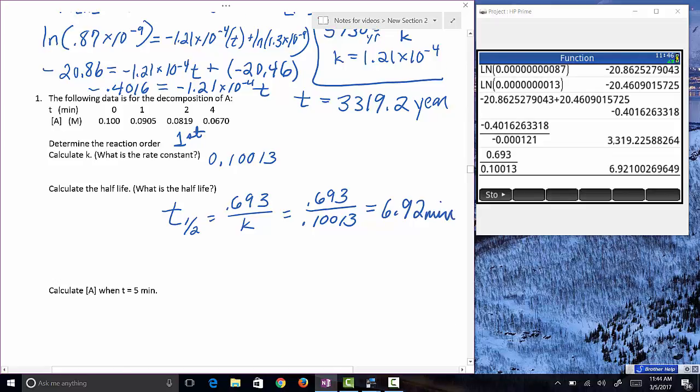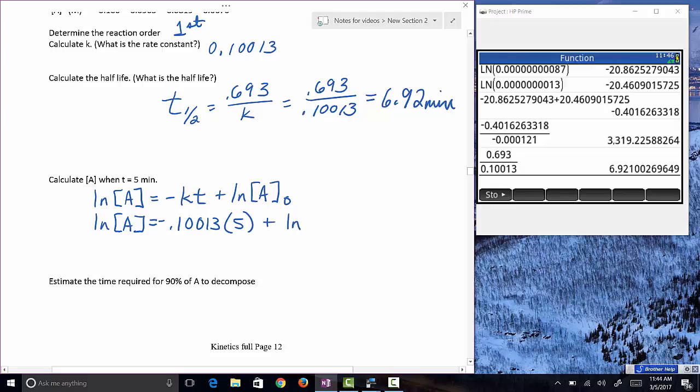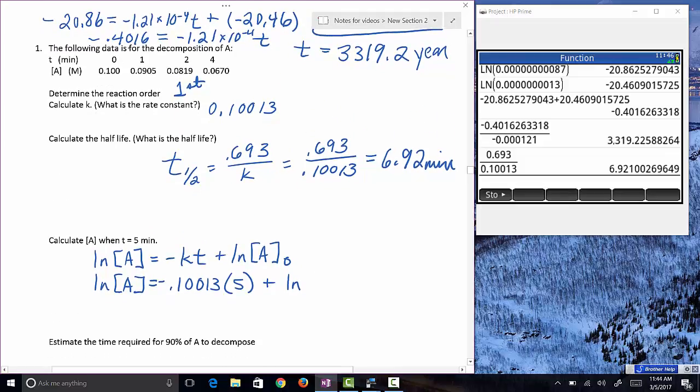And then here it wants to know, calculate the concentration at t of 5 minutes. So I'm going to rewrite, just as a reminder, ln A = -kt + ln A naught. I'm solving for the concentration. My k was 0.10013, and it wants a time of 5 minutes, plus the natural log of A naught. Now, A naught is the concentration at time equals 0. Where do I get that? From my data. My concentration at time equals 0 is 0.1 based on my data list.